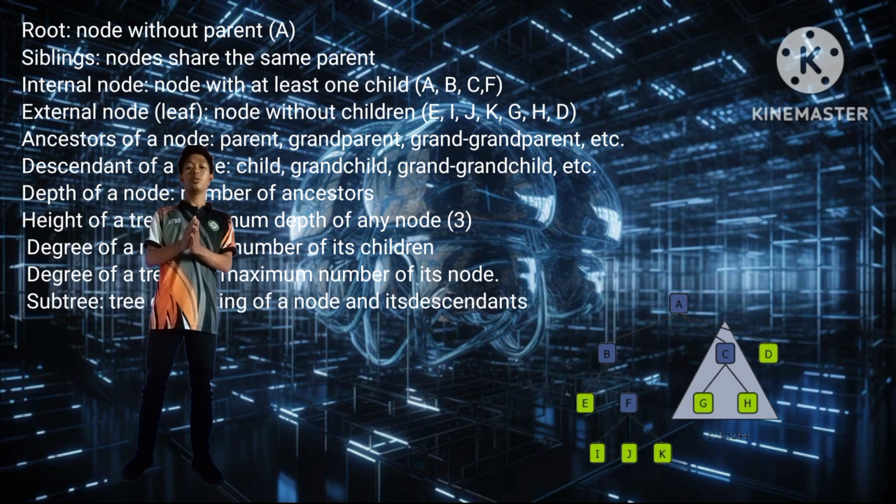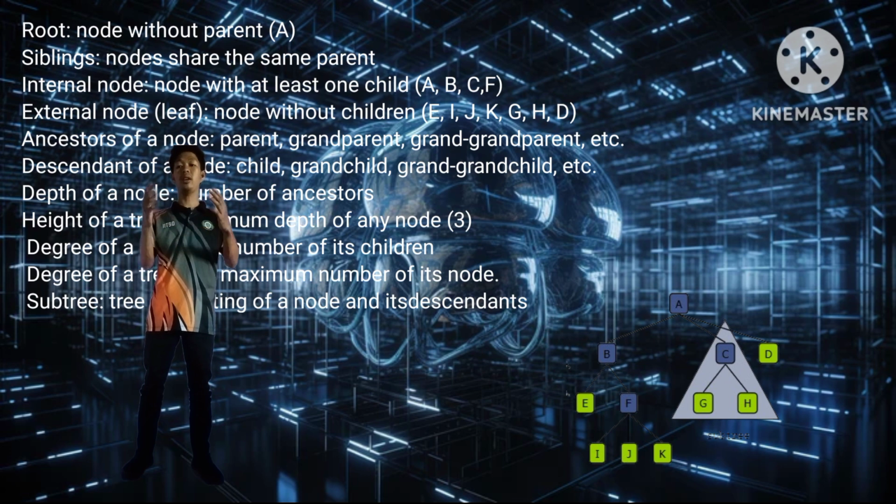And then the ancestors of a node. So, parent, grandparent, great-grandparent, and so on. So, an example of the ancestors: we could say node F. The ancestors of node F are B and A. Another example is node G. The ancestors of node G are C and A.